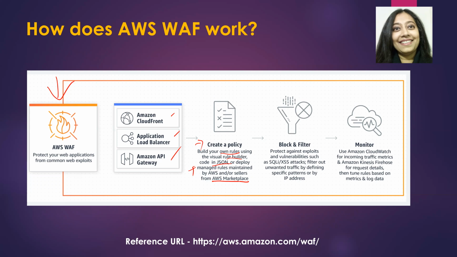So once you have this in place, the next thing that you do is you basically set up and put them in action, right? So to block and filter any kind of requests or vulnerabilities that are coming your way. And then finally, the most important piece is this monitoring piece. Now, why is this piece important? You use Amazon CloudWatch for the incoming traffic metrics, etc., and you can even use Kinesis for request details. But why is this monitoring important?